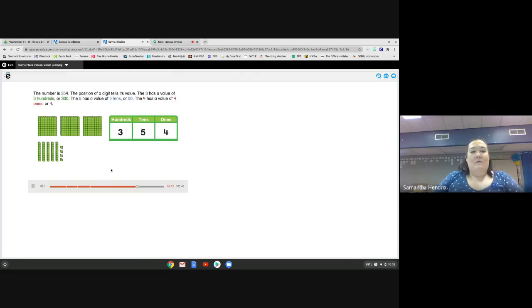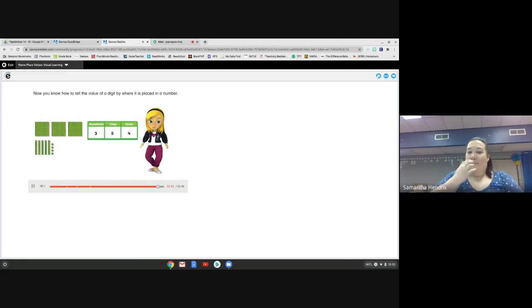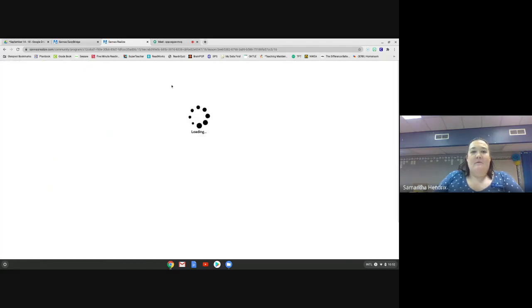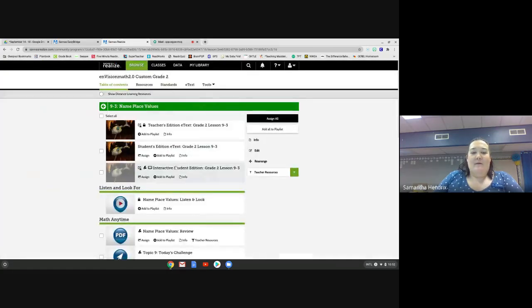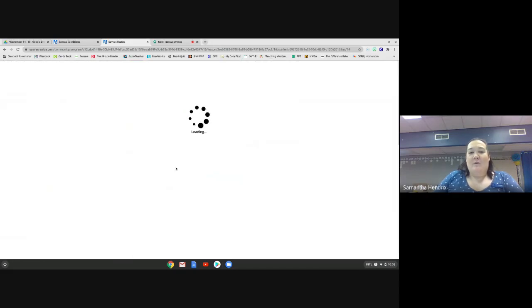The number is 354. The position of a digit tells its value. The 3 has a value of 3 hundreds, or 300. The 5 has a value of 5 tens, or 50. The 4 has a value of 4 ones, or 4. Now you know how to tell the value of a digit by where it is placed in a number. Okay, so that's going to be our lesson today. So let's go back. Now let's look at your workbook.